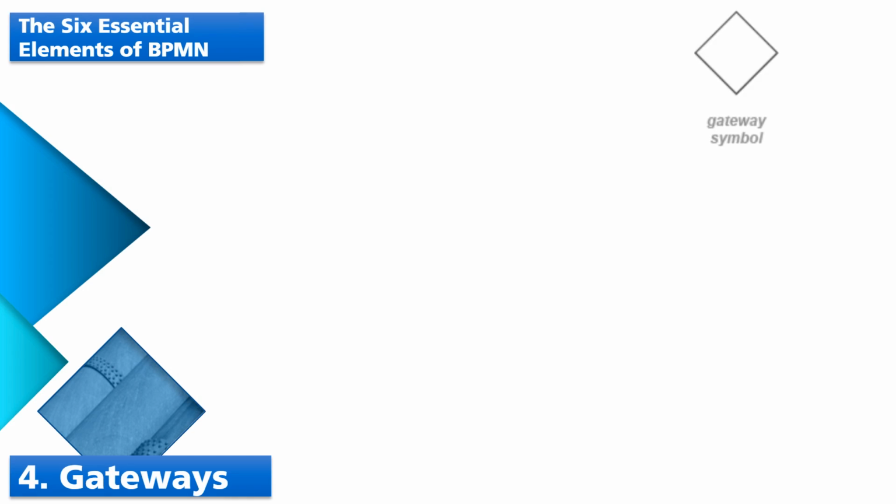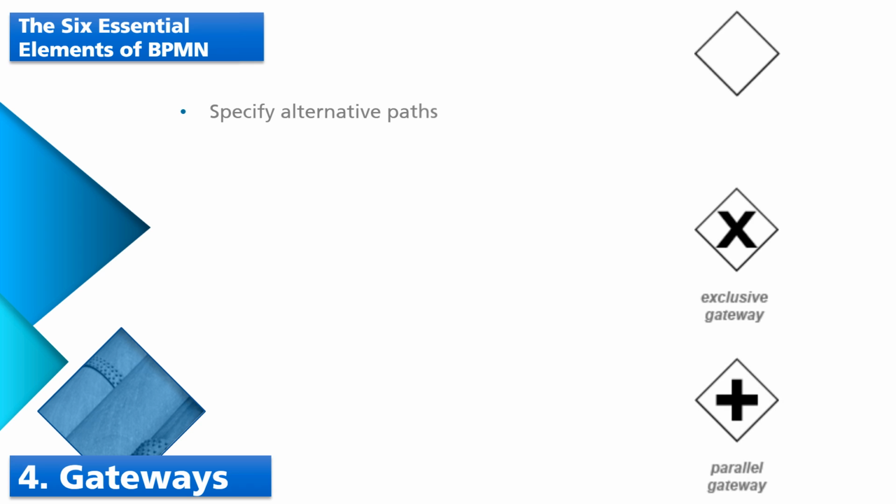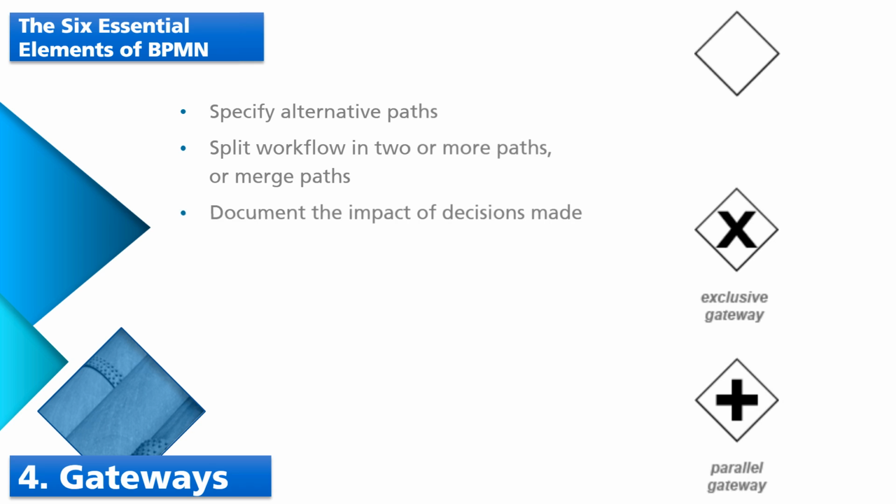4. Gateways. Gateways are used in process models to specify alternative paths. They split workflow in 2 or more paths, or merge paths that combine. Gateways document the impact of decisions represented in activities that precede the gateways. They indicate the different paths work may take as a result of those decisions.